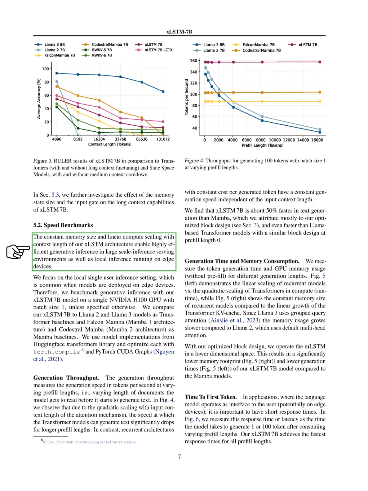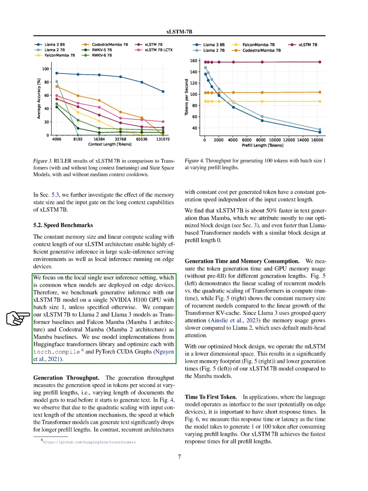In terms of speed benchmarks, the fixed memory size and linear scaling of our xLSTM architecture allow for efficient generative inference in both large-scale environments and on edge devices. We focus on local single-user inference, which is typical for edge device deployments. We benchmark xLSTM-7B on a single NVIDIA H100 GPU with a batch size of 1, comparing it to Llama 2, Llama 3, and Mamba models. We utilize implementations from the Hugging Face Transformers library and optimize them with Torch Compile and PyTorch CUDA graphs.